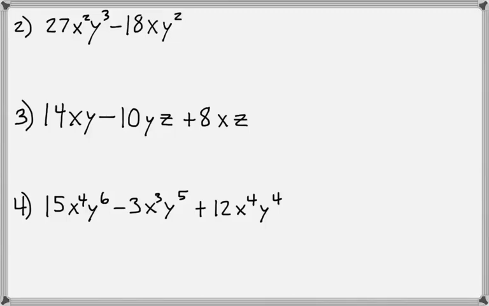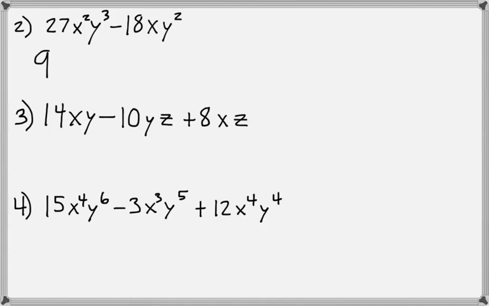For questions 2, 3, and 4, I'm still factoring out the GCF. So in question 2, I have two different terms here. And the GCF, for the coefficient, I'm asking myself what's the largest number that divides evenly into both 27 and 18. And that would be 9.